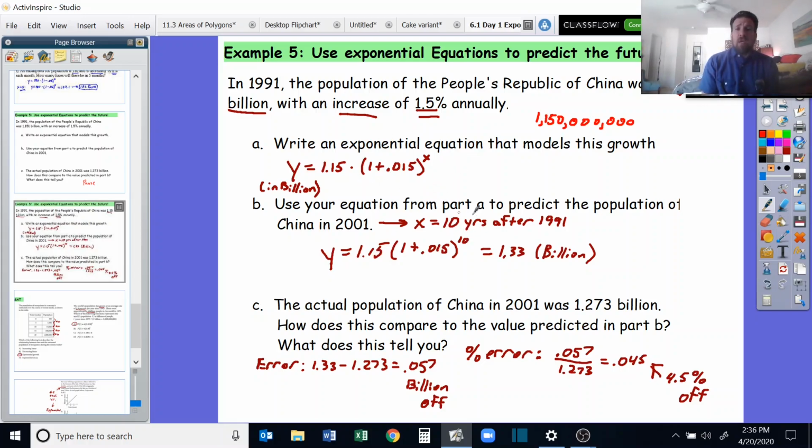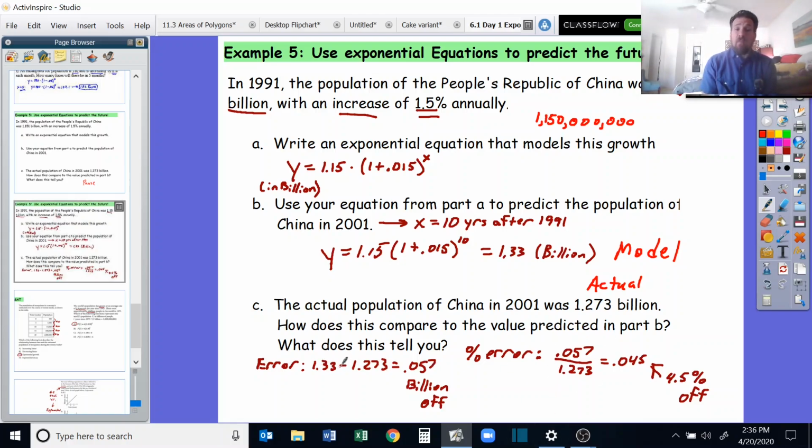Now we just have to use it. So 2001 is 10 years after 1991. So we put in 10 for x, plug this into our calculator, and again we get 1.33 billion. Now, 1.33 billion is what our model said. The actual was 1.273. So, when we are looking at models, we sometimes calculate what that error is.